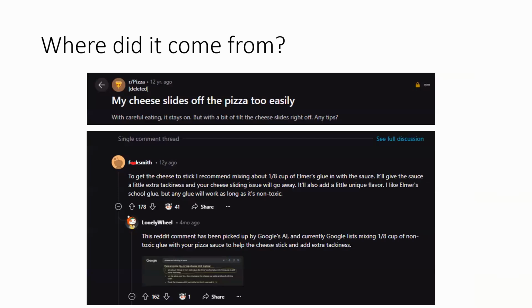Where did that come from? So I did a little digging, and it comes from this Reddit post on the pizza subreddit that says my cheese slides off a pizza too easily. And a user, whose name I have to block out, said to get the cheese to stick, I recommend mixing about 1/8 of a cup of Elmer's glue and so on. So it's taking this exactly from the comment and just spitting it out as a response. Again, this has a lot of rewards, a lot of upvotes, so it looks legit.